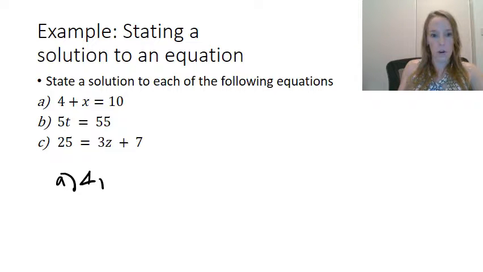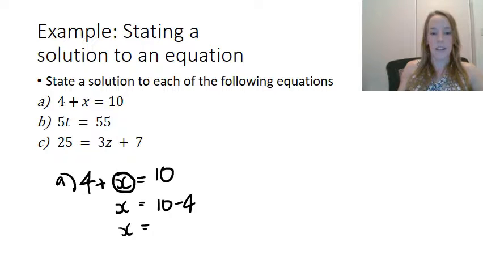So we've got 4 plus x equals 10. So we're going to try and find x. To do this, we're going to take 4 from both sides. So x equals 10 take 4, x equals 6. Therefore we know that x equals 6. That would be our solution in that case.